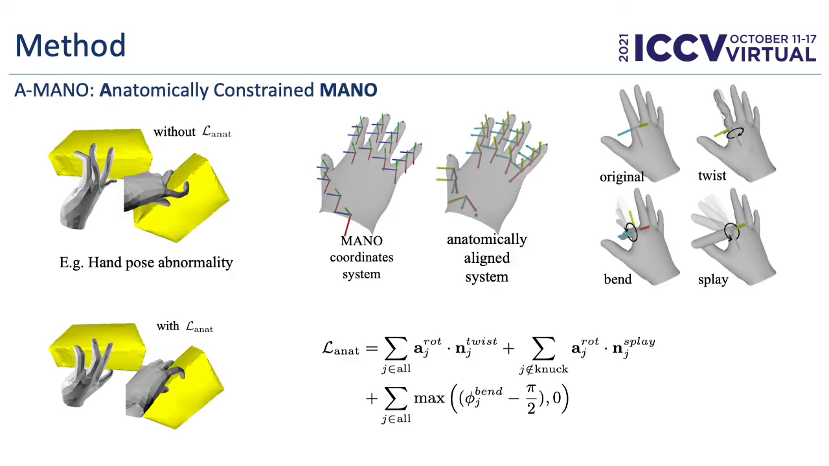Hence, the elastic energy in CPF is the sum of the energy stored in all the attractive and repulsive springs. The original MANO pose representation consists of 3 degrees of freedom for each finger joint's rotations. The GEO suffers from severe hand pose abnormality during fitting. Thus, we extend the original MANO coordinate system to the anatomically aligned system, in which we depict the rotation with respect to the twist, bend, and splay axis. Therefore, we add the anatomical loss in the GEO's energy function to mitigate the hand abnormality pose. We call this hand model A-MANO.